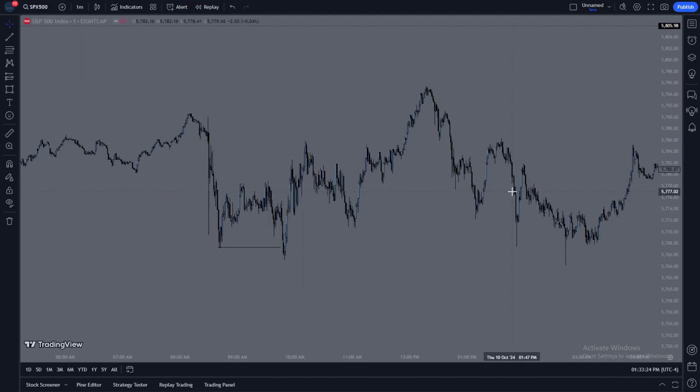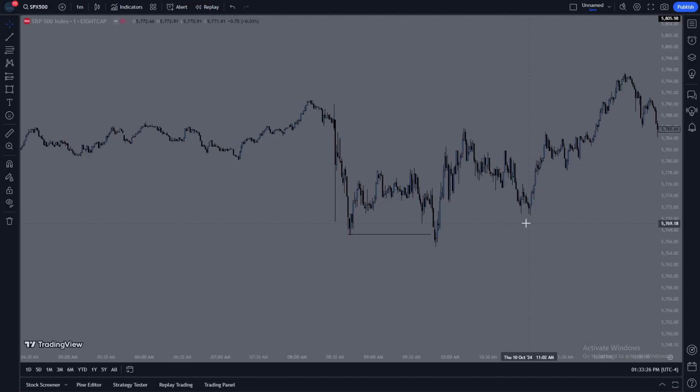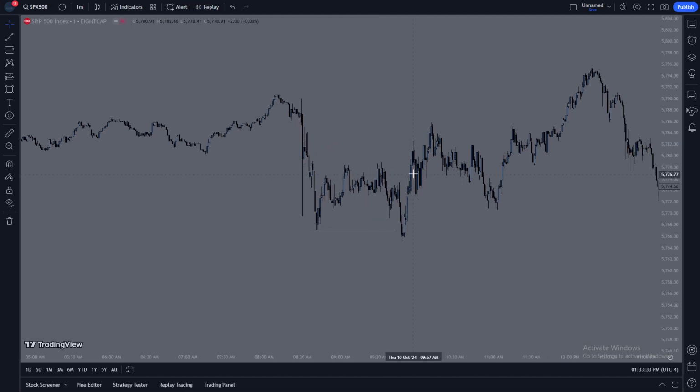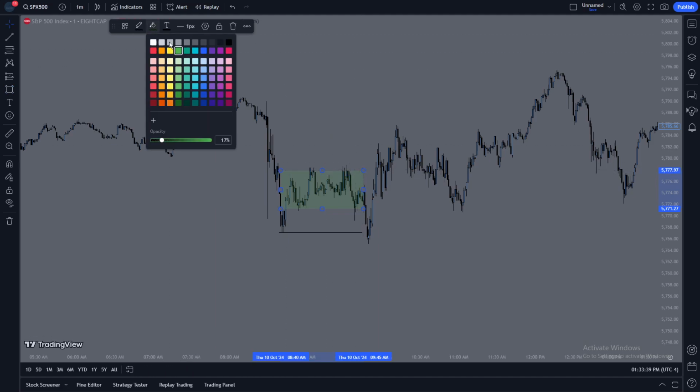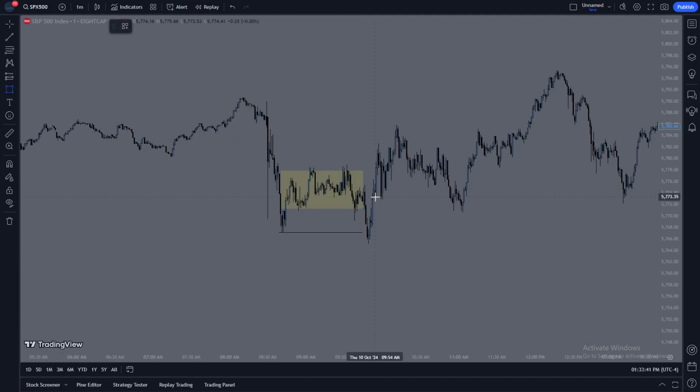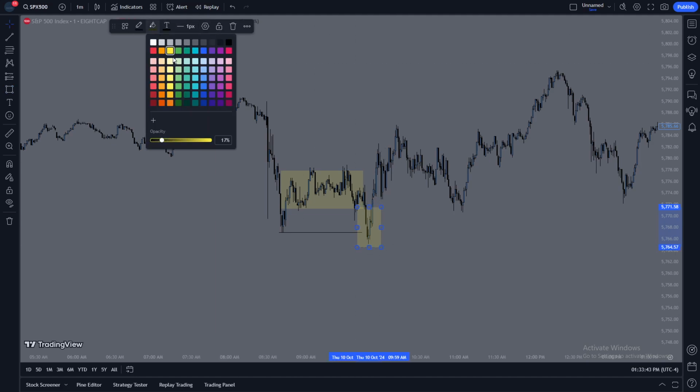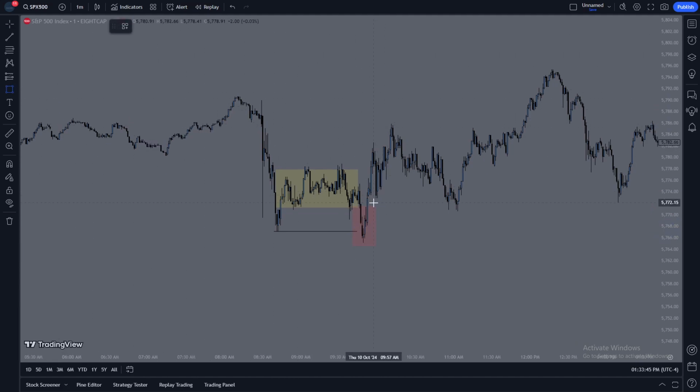See how we fall down, and we find sell side liquidity, straight inversion. Now, what is this? That's an accumulation range. This is a manipulation range. Sorry, then you have the distribution range.